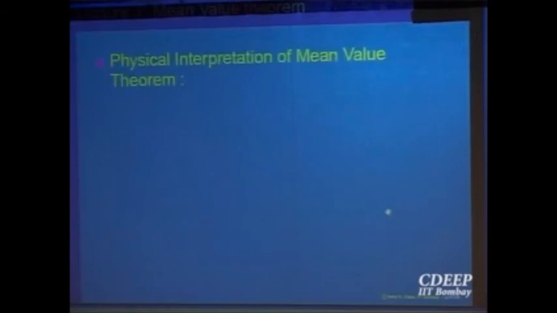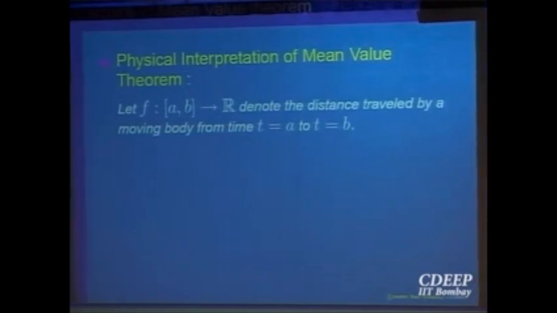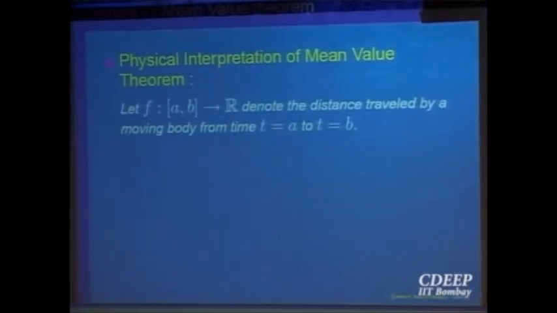Right, so let me just give you quickly some small applications of this mean value theorem. One is the physical application, the interpretation of this theorem. Let's assume that the function indicates the distance traveled by a body, traveling from time a to time b, and f of t gives you the distance traveled. So what will be the average speed of this body? Total distance traveled divided by total time taken: f(b) minus f(a) divided by b minus a. That is the average speed of this body.